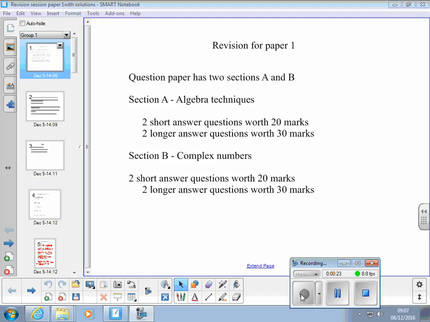And then two longer answer questions worth 30 marks. That's 15 marks each. So that'll be the kind of application to engineering questions. Then section B will be on complex numbers, and again, two short answer questions worth 20 marks in total, and two longer answer questions worth 30 marks in total. So I think that makes 50 marks in each section, and 100 marks in total for the paper.